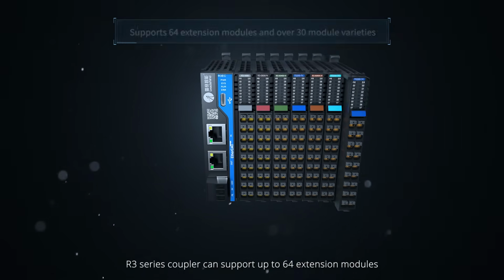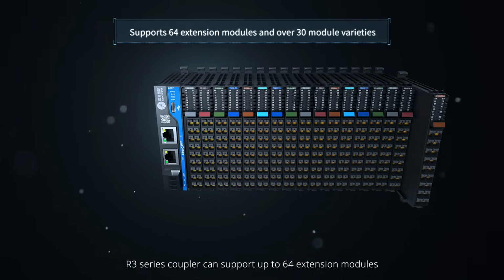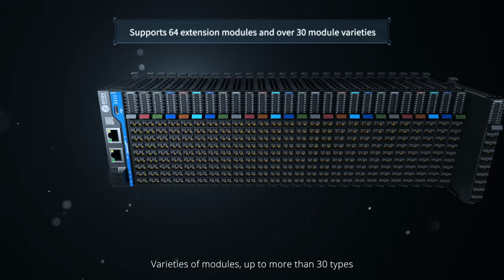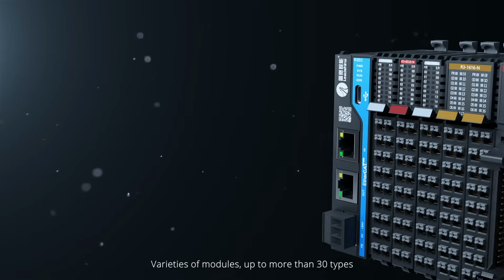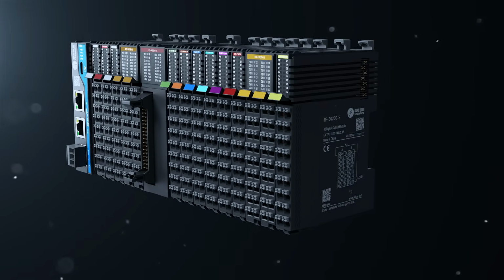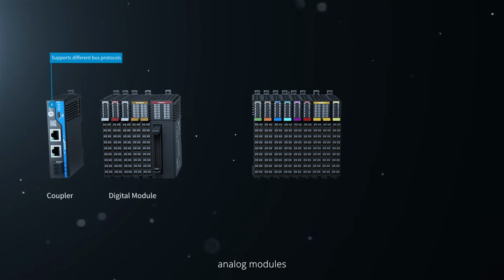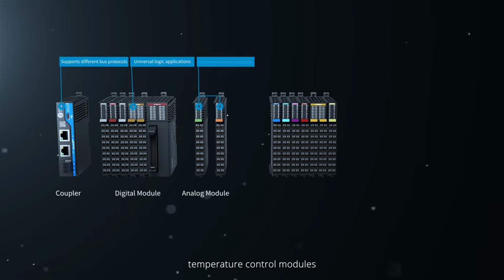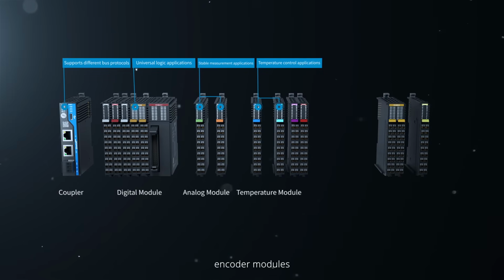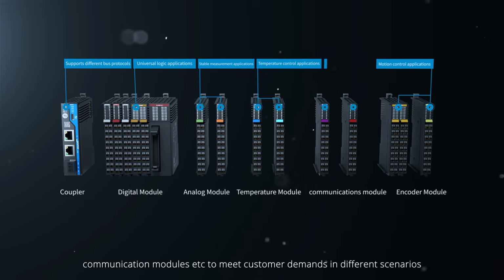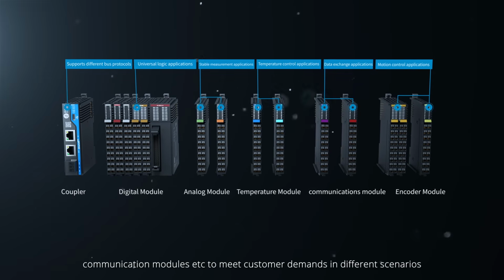R3 series coupler can support up to 64 extension modules. Varieties of modules, up to more than 30 types, including digital modules, analog modules, temperature control modules, encoder modules, communication modules, etc. to meet customer demands in different scenarios.